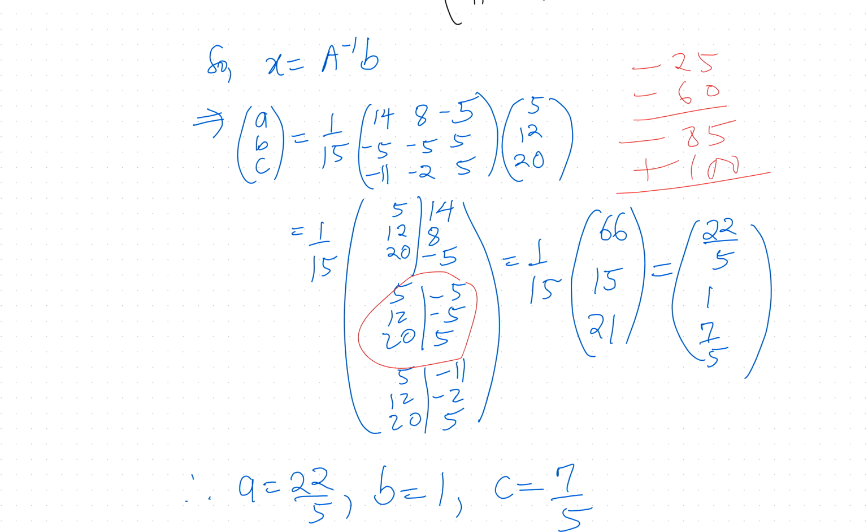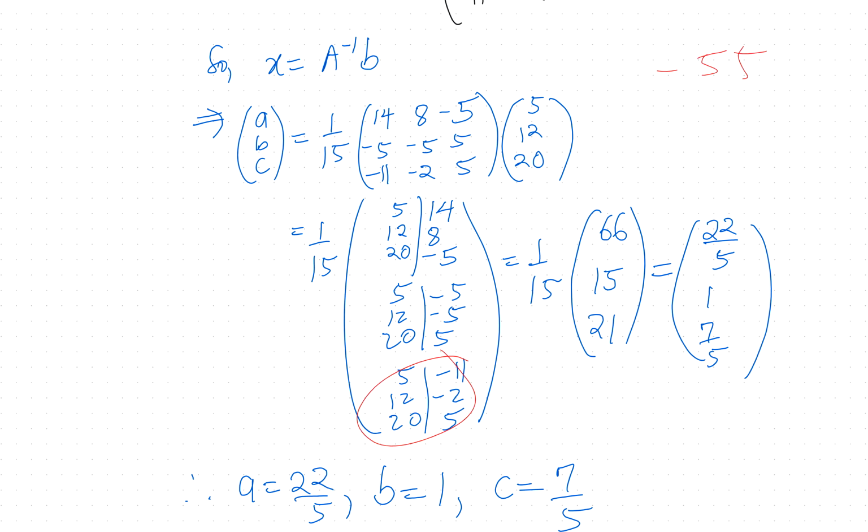Then we go to the third row. For the third row now, you have 5 times minus 11, that's minus 55. Then 12 times minus 2, that's minus 24. So you have minus 79 right there. And then 20 times 5 is positive 100. So that's 100 minus 79, which is 21. And that's how you have that.